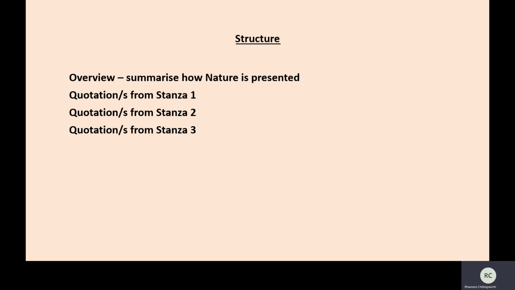So just to remind you then, now you've found your evidence, we begin with our overview. We summarise how nature is presented in the poem. You have your quotation, or more than one, if you're selecting that from stanza 1, then stanza 2, and then stanza 3. So we know that we always write about the poem from start to end.